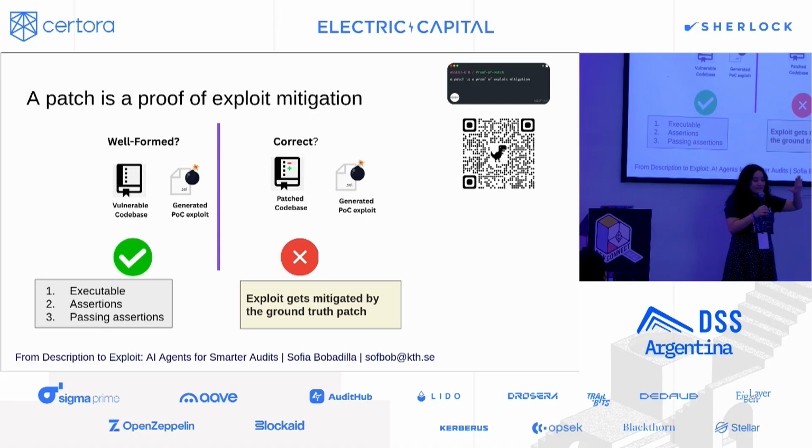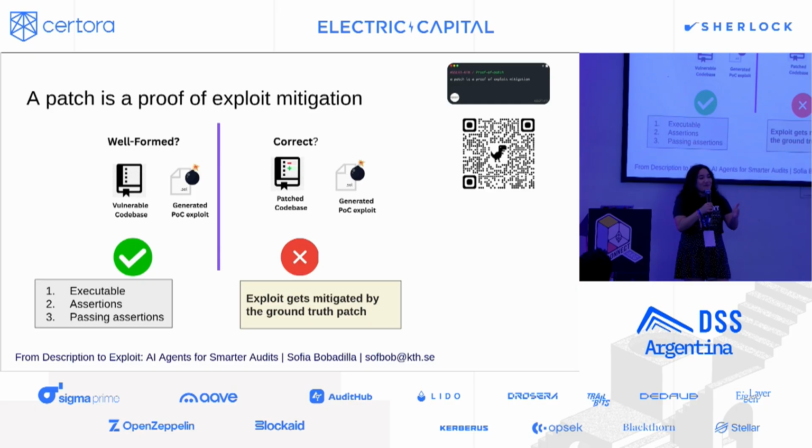So first we evaluated if it was well-formed, right? Executable, contains assertions, and the assertions pass. And then for correctness, we execute the exploit, but on the patched code base. And then if the exploit fails, we know that it's correct because the patch was accepted and it should stop all possible exploits. And it gives us a stronger assumption.